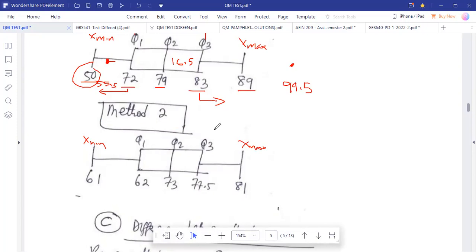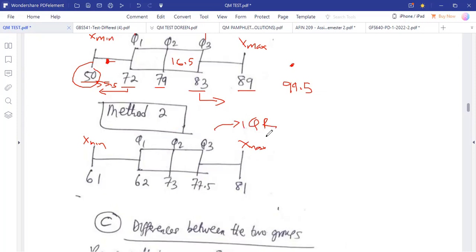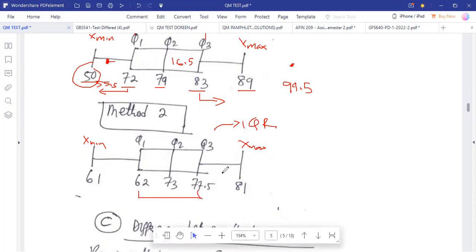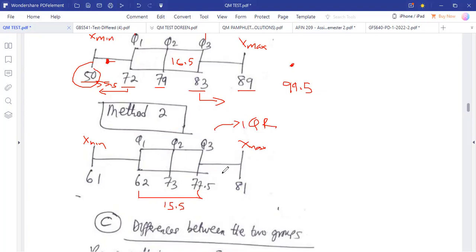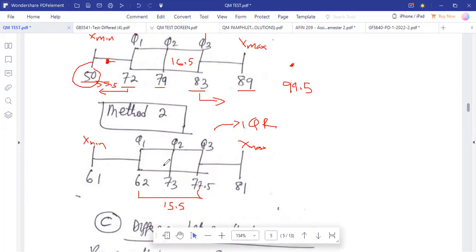So how do we find the interquartile range? Anyone? IQR, how do you find it? We subtract Q3 minus Q1. You get 15.5. Yes, 15.5. What do we do to the 15.5? We multiply it by 1.5 to get 23.25.